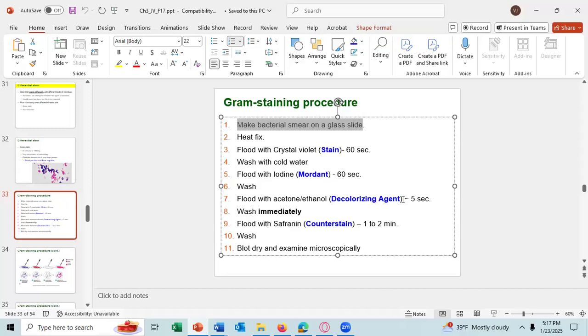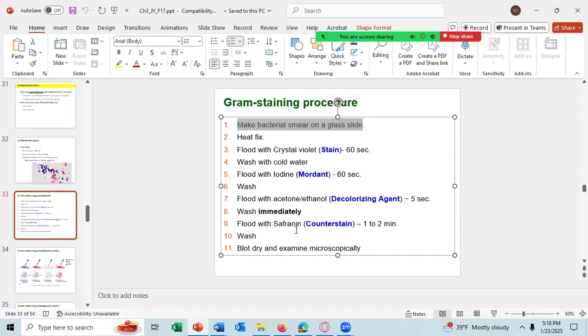And then you take your eyedropper of the decolorizing agent and you apply the decolorizing agent so that it runs down the slide. Once the crystal violet stops running on the slide, you stop applying the decolorizing agent. And that will happen in around 5 seconds. You then need to wash the slide immediately with water, and that's to remove all the acetone ethanol. And then you flood the slide with safranin, that's the counter stain, for 1 to 2 minutes.